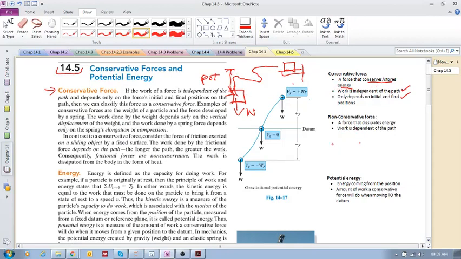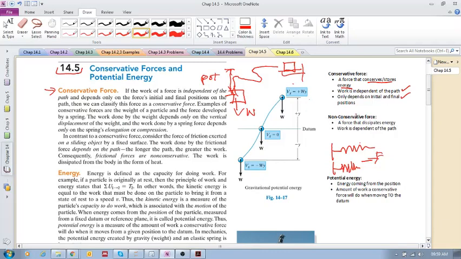Similarly with a spring, if you compress it, then the spring force acts in that direction. What you've done now is you have stored energy in the spring, which can then be used as positive work. Okay? So I hope this hasn't confused everyone.